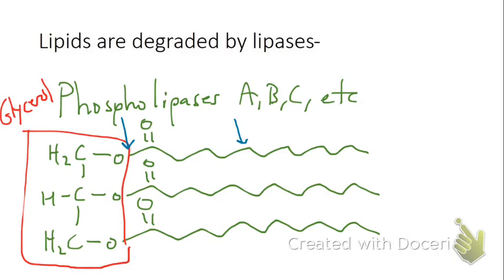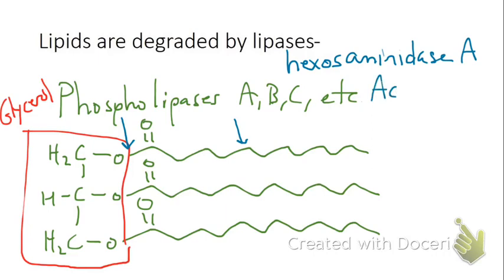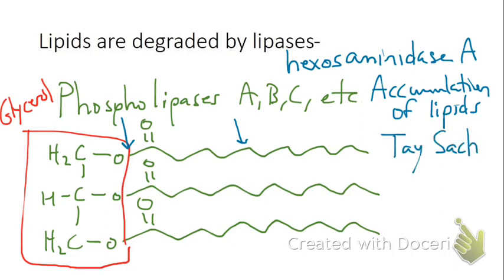There is a specific lipase called hexosaminidase A. When you do not have hexosaminidase A, you have an accumulation of lipids. When you have an accumulation of lipids, especially in the brain, this is known as Tay-Sachs disease. So these lipases play a very important role in our health. And so if we've lost one, then we can tend to get diseases of lipid storage, things like Tay-Sachs.